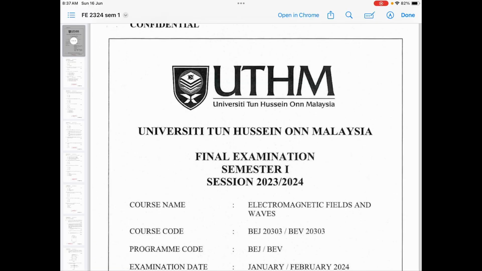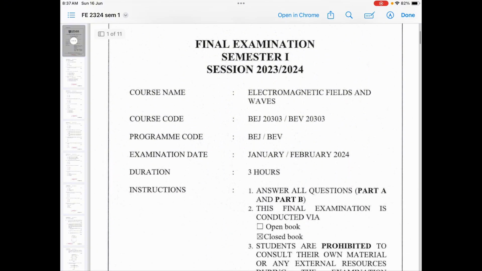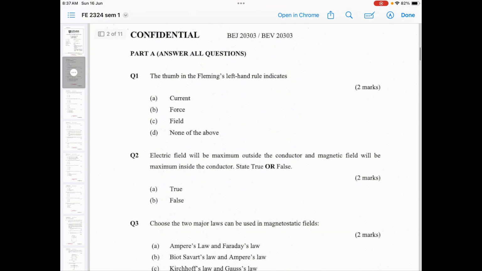Alright, now let's look at the final examination, semester 1, 23-24. So we have part A and part B. Part A is objective questions and part B is the subjective questions. Question number 1.